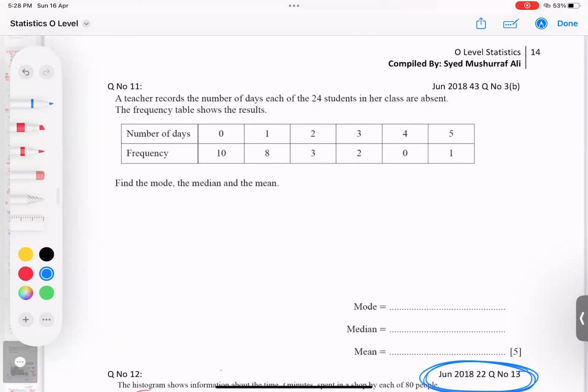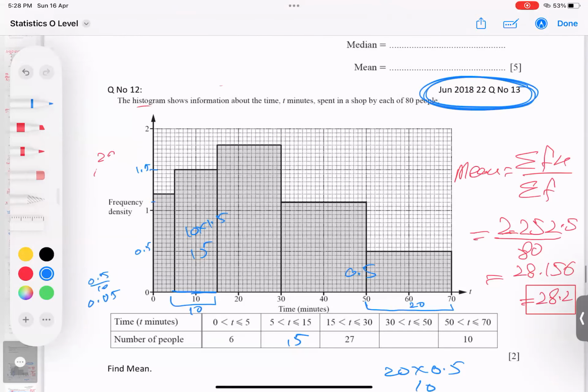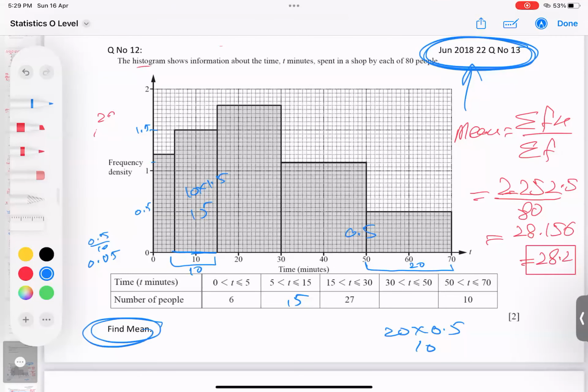June 2018, wait a minute, different question. Yes, June 2018, 22 variant, question 13. You will find that this extra part I gave from my end is not part of the question. I gave the mean, and you know how to find the mean of grouped data. It's not a hard job for you. First, fill in the values in the table, and then use the formula sigma fx by sigma f. All of you are familiar with the mean formula.